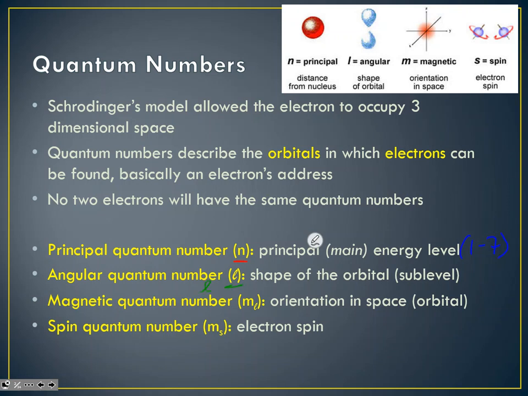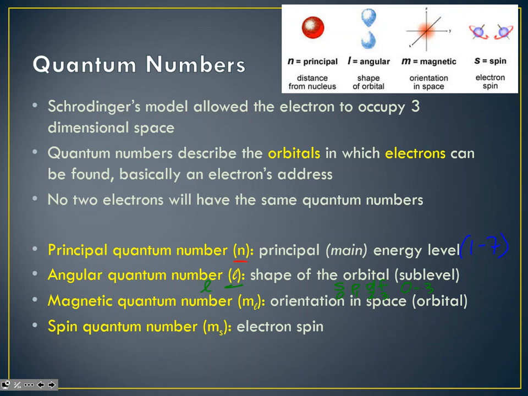The angular quantum number, the second one here, is an L. It's a cursive L, okay? The angular quantum number is basically saying what is the shape of the orbital. Now you have 4 options here. You have an S, a P, a D, or an F as possible shapes. So there are only 4 possible quantum numbers for this one, and they go from 0 to 3. S is 0, P is 1, D is 2, F is 3. We're going to go over this again in just a minute.